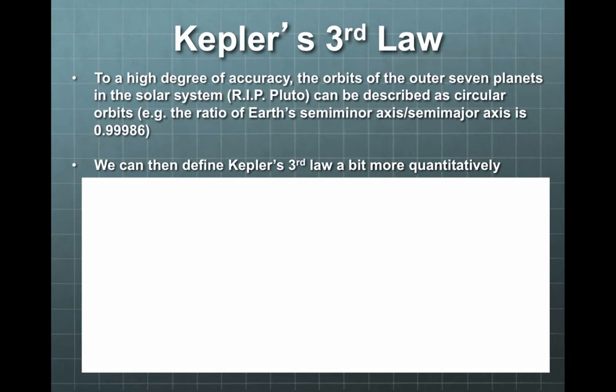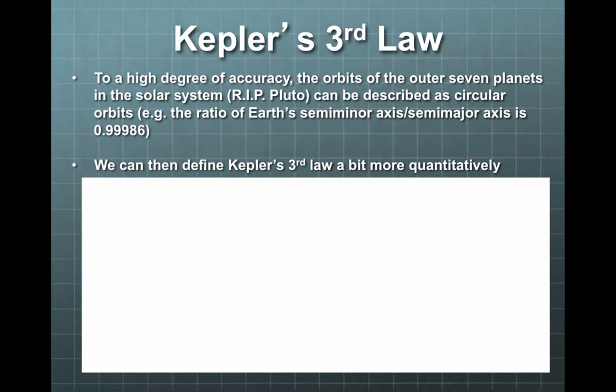So if that ratio were equal to 1 for Earth, it would be a perfect circular orbit, but as you can see, that ratio is incredibly close to 1. So it's very close to a circular orbit. This is true for many of the planets. As I said, the outer 7 planets, with the exception of Mercury. Mercury has a bit more of an eccentric orbit.